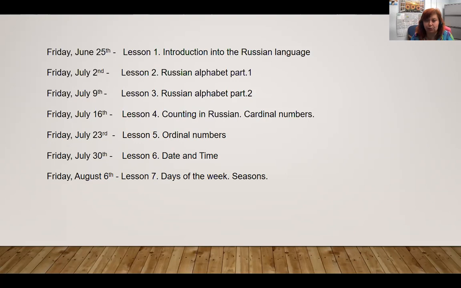Lesson 5, we will do ordinal numbers. Date and time will be the topic of lesson 6. And lesson 7, we will learn how to say days of the week and seasons.